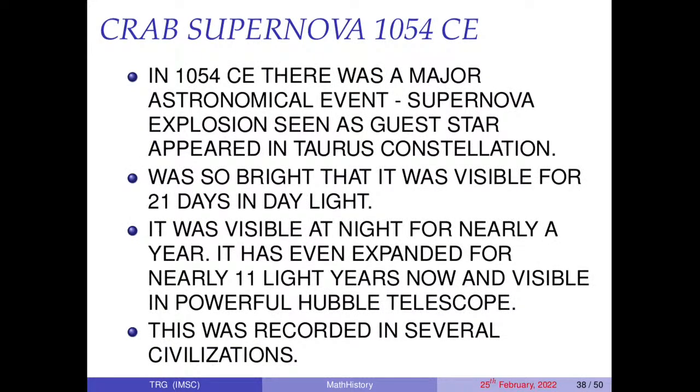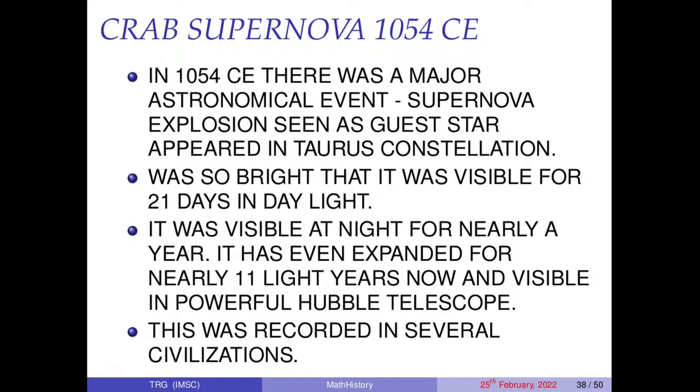What happened in 1054 Christian era, or AD as people called it in those days, there was a major astronomical event, a supernova explosion, seen as a guest star that appeared in the Taurus constellation. It was so bright, it was visible for 21 days in daylight, continuously, and it was visible at night for nearly a year.